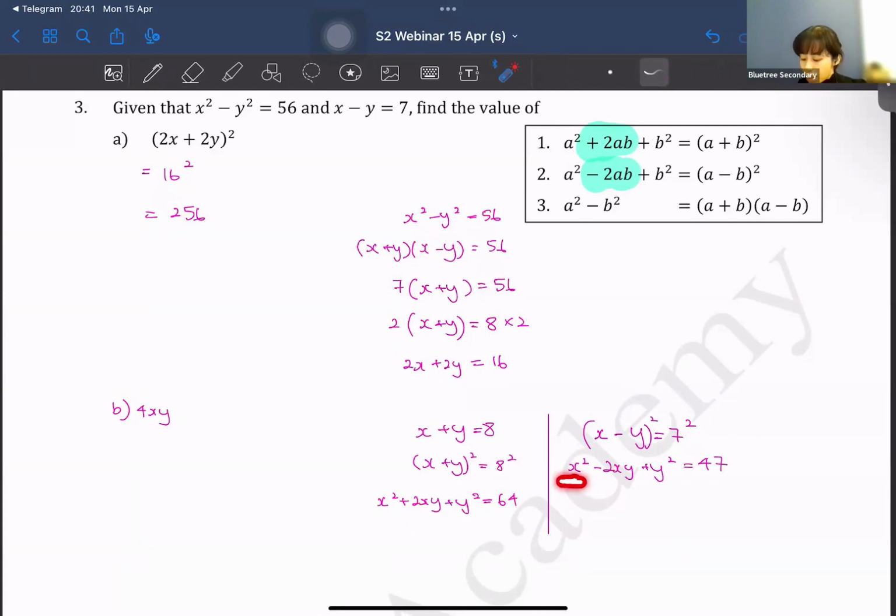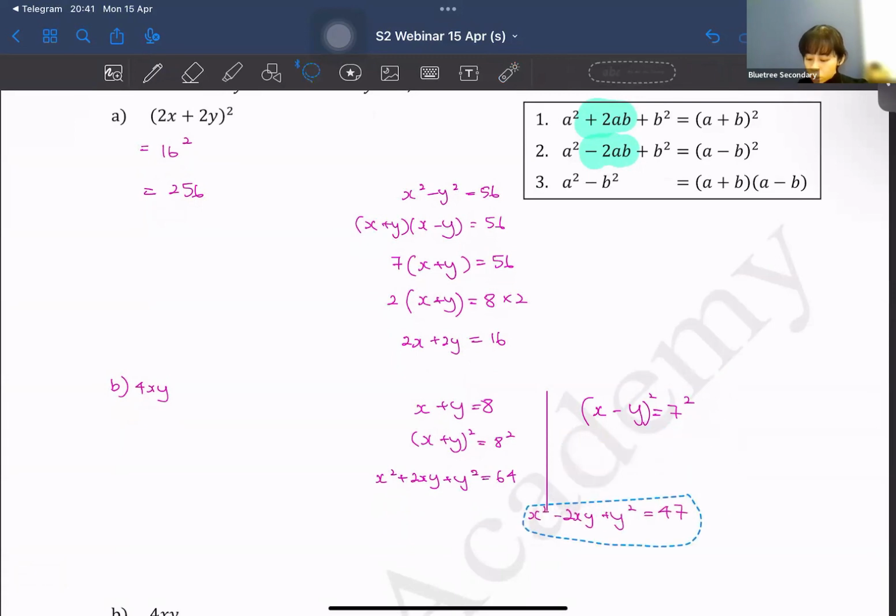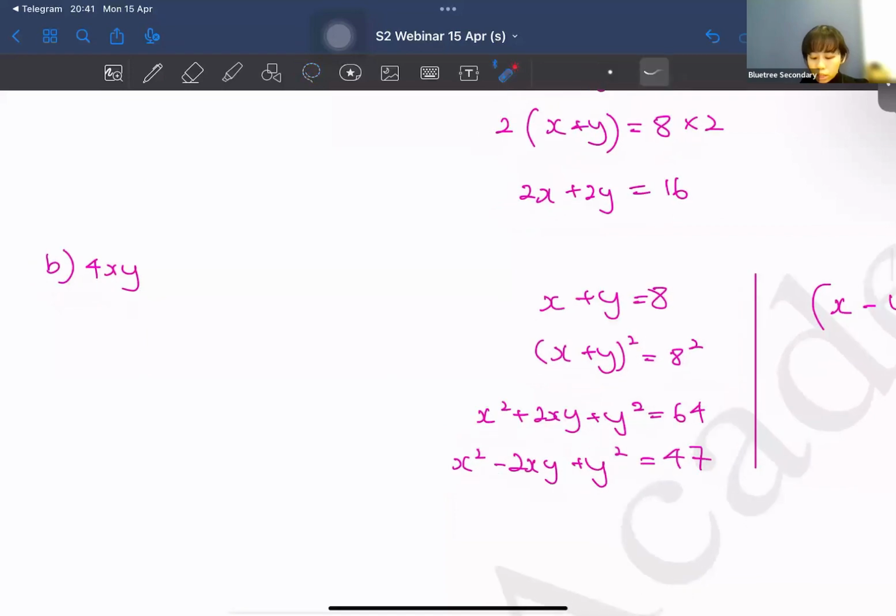Like, I still get the same problem. I got x squared plus y squared, and I want to get rid of it. The question only gives me x squared minus y squared. Then what if you compare these two equations?